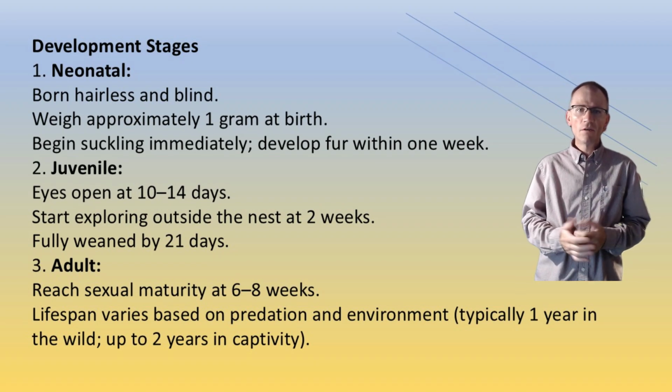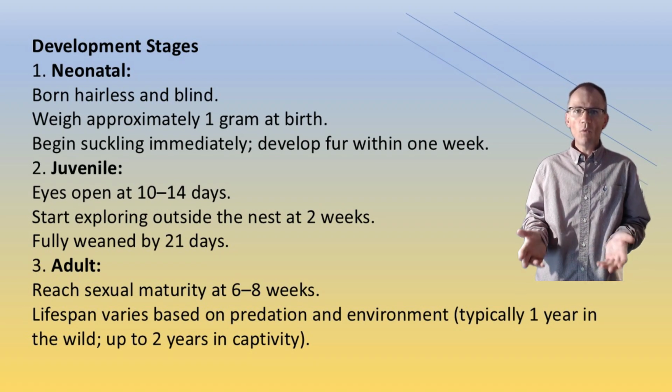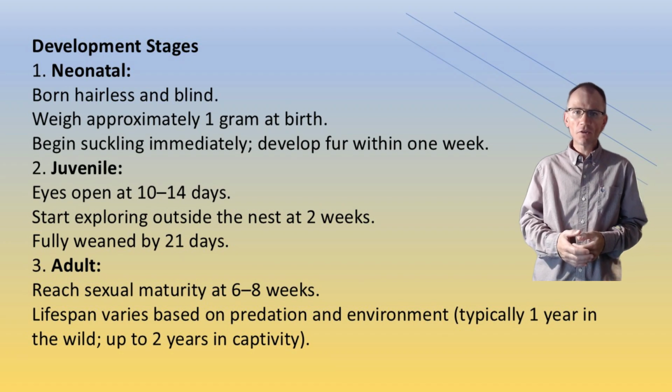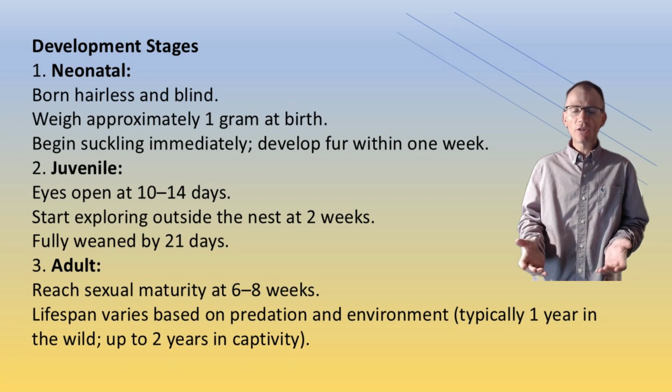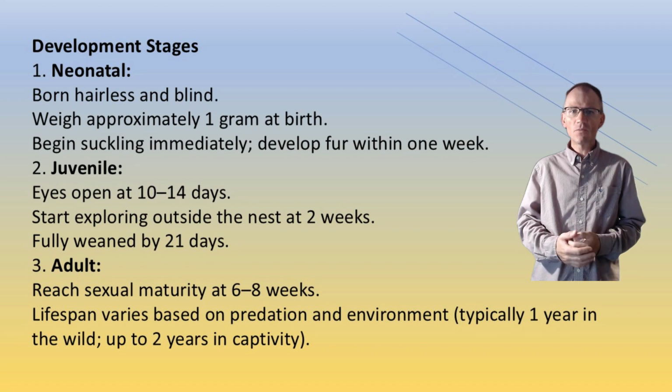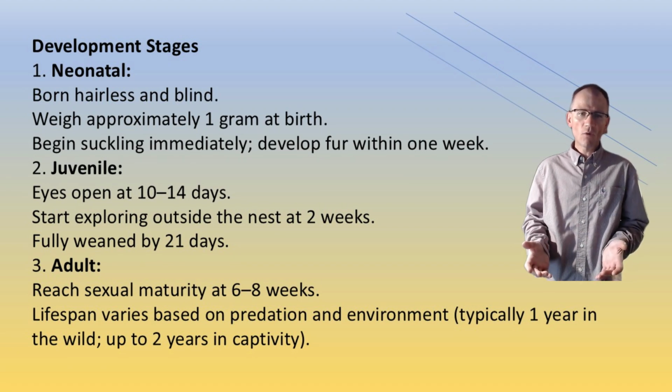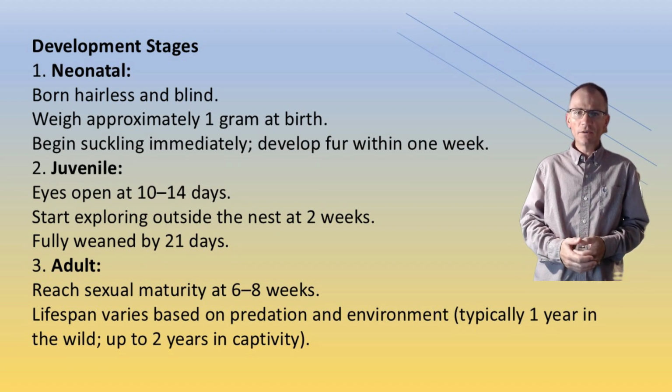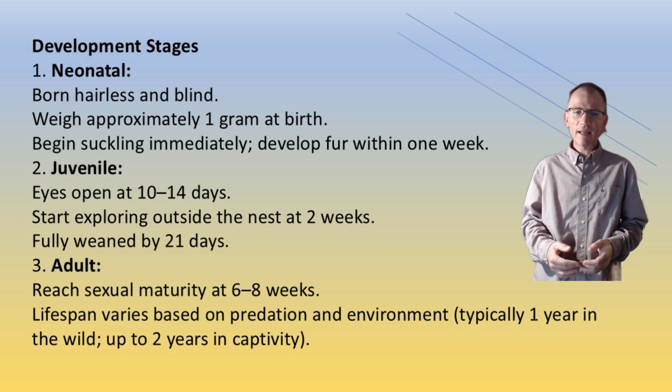1. Neonatal. Born hairless and blind, weigh approximately 1 gram at birth, begin suckling immediately, develop fur within 1 week. 2. Juvenile. Eyes open at 10 to 14 days, start exploring outside the nest at 2 weeks, fully weaned by 21 days. 3. Adult. Reach sexual maturity at 6 to 8 weeks. Lifespan varies on predation and environment, typically 1 year in the wild and up to 2 years in captivity.